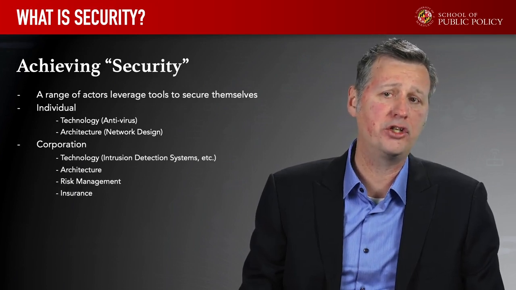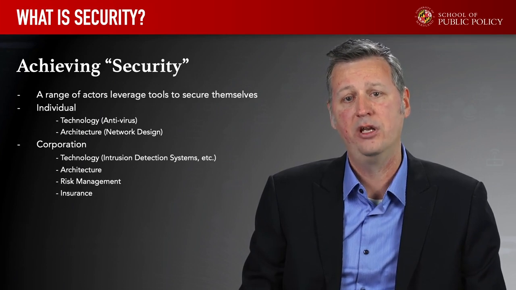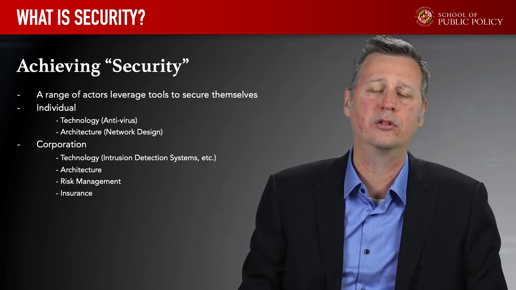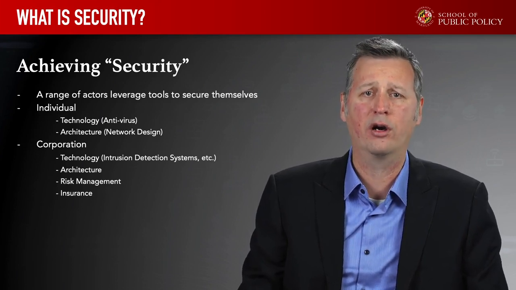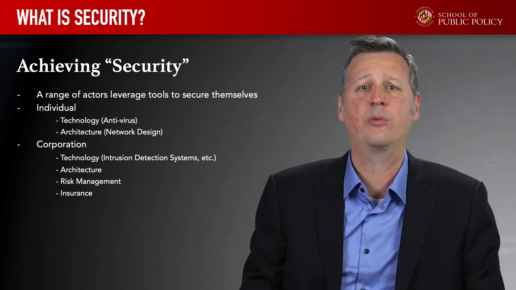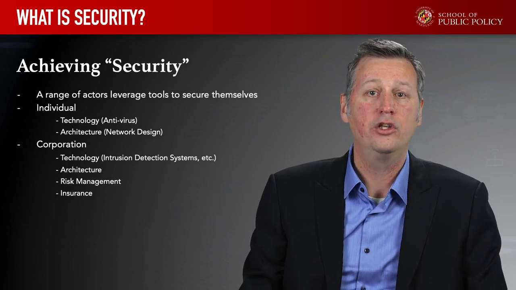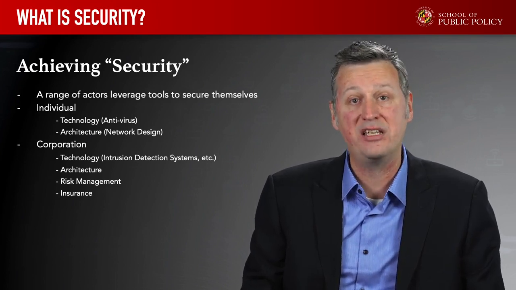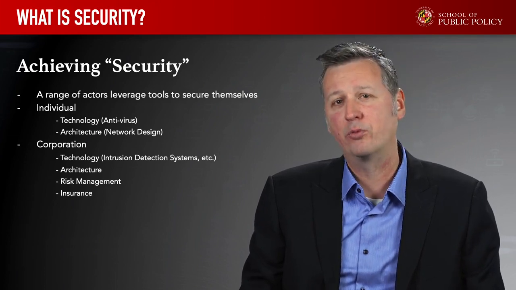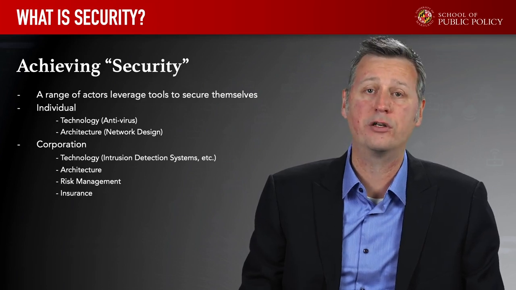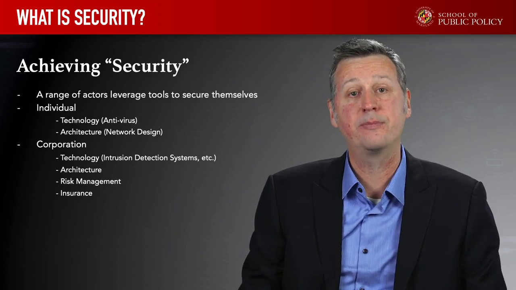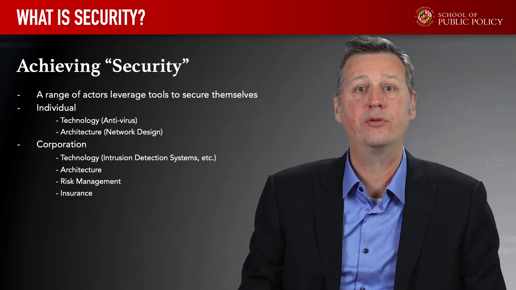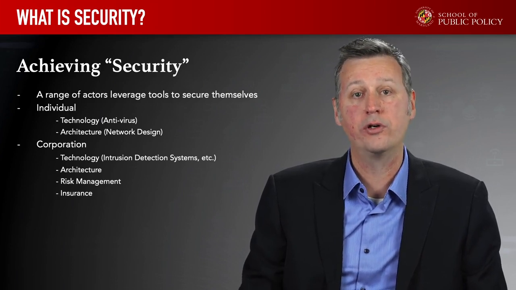If you're a corporation, you focus on additional types of tools to secure yourself. Yes, you might use technology, which includes antivirus, but it might also include what we would call an intrusion detection system, a piece of software or an application that's running that tells you if someone has penetrated your network. You might make changes to your own architecture. You might create multiple networks that are what we call air gapped, physically separated from one another. You might leverage risk management techniques to decide that some parts of your network matter more than others, and therefore that's where you should spend your money to defend yourself. You might even incorporate insurance as a way to protect yourself in the case of a large-scale intrusion.